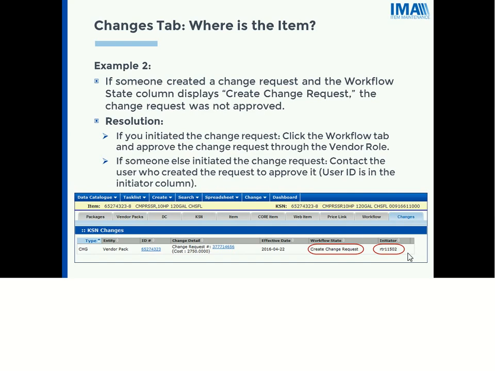So if you are the one who initiated that change request, if this ID belongs to you under initiator, then you would approve it by clicking the workflow tab. And if somebody else initiated the change request, then you would contact the user who created the request to approve it. Now you may know that user ID. It may be somebody else at your company, or it might be someone from your buying team. If you don't know who that ID belongs to, just contact your buying team or contact IMA help at searshc.com, and they'll reach out to whoever initiated the change.